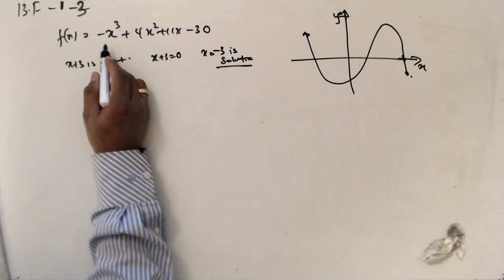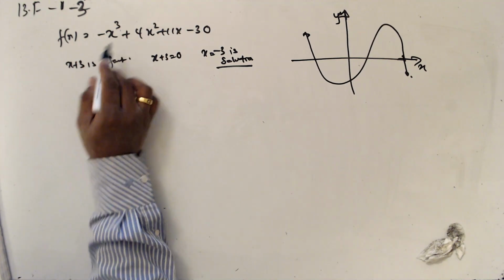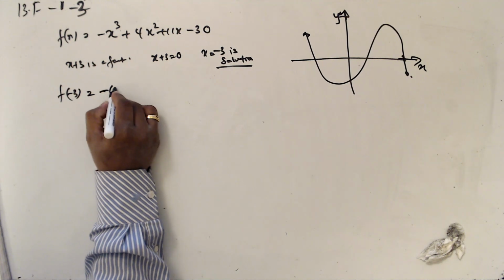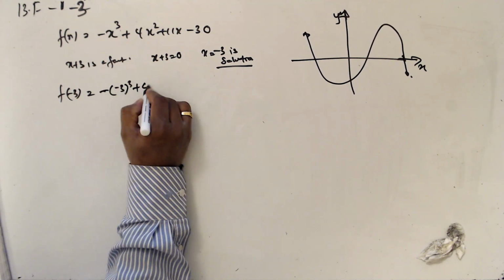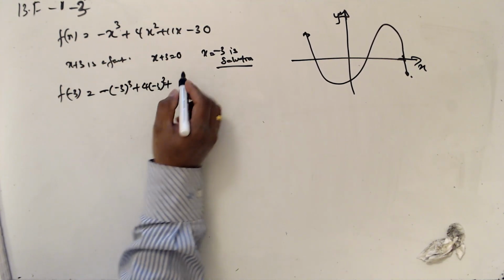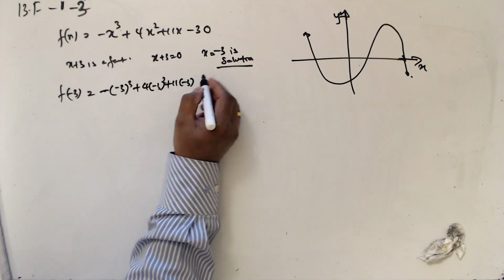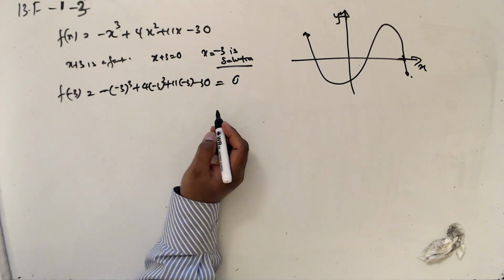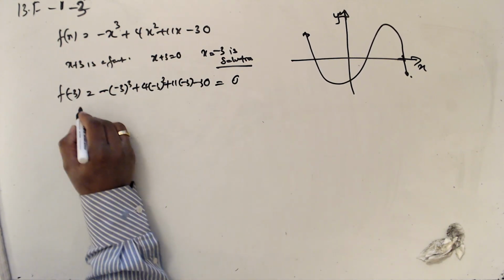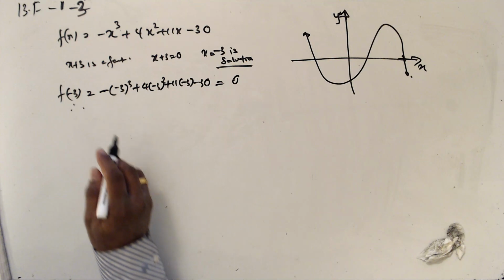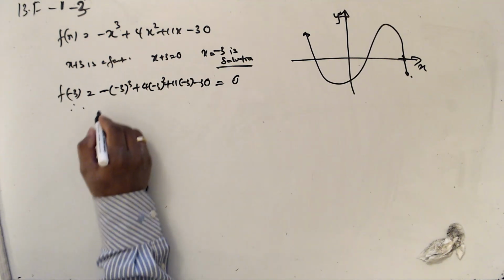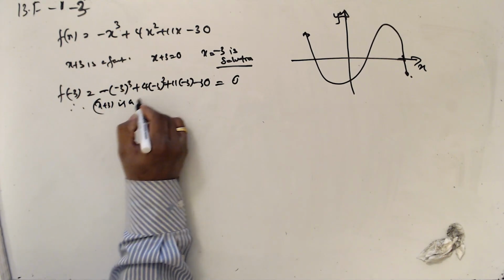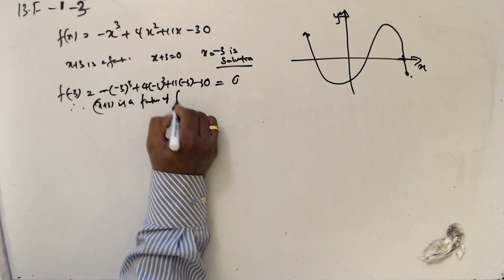So then when I substitute minus 3 here, f(minus 3) equals minus 3 cubed plus 4 times minus 3 squared plus 11 times minus 3 minus 30. This value equals 0. Hence, x plus 3 is a factor of f(x).